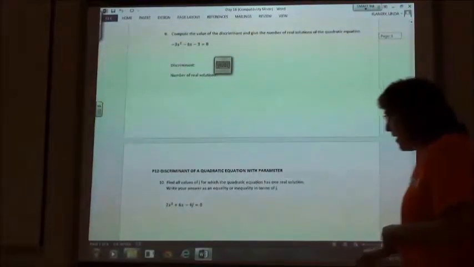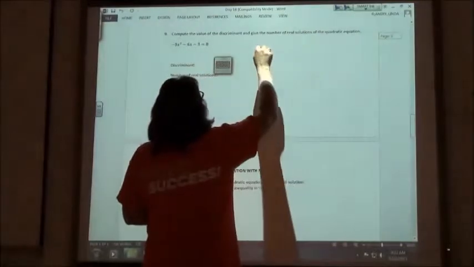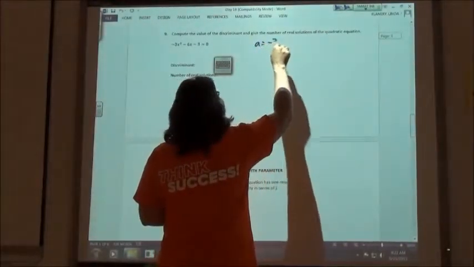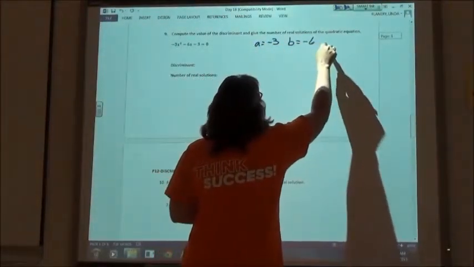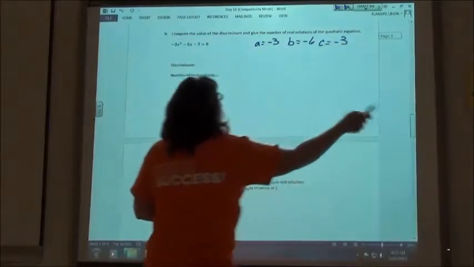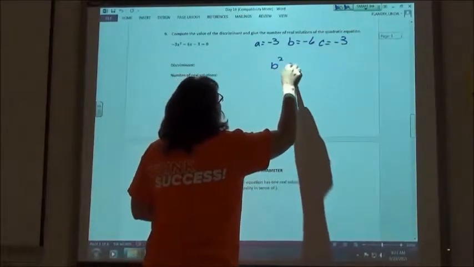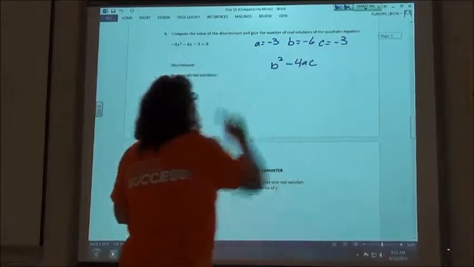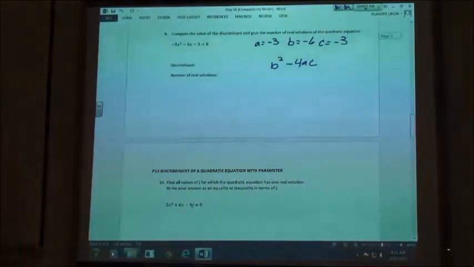And so number 9. I have a is -3, b is -6, and c is -3. So if I do my b squared minus 4ac, what would I do to figure that out?